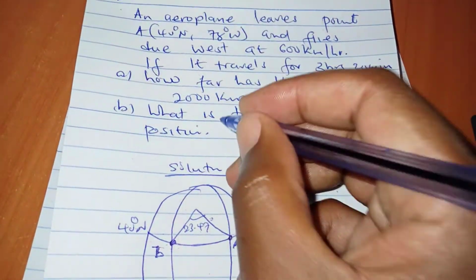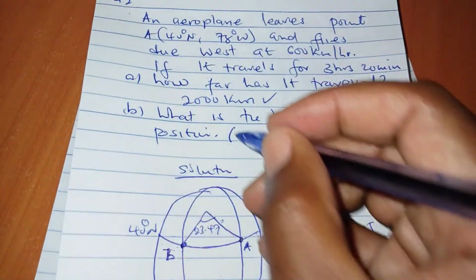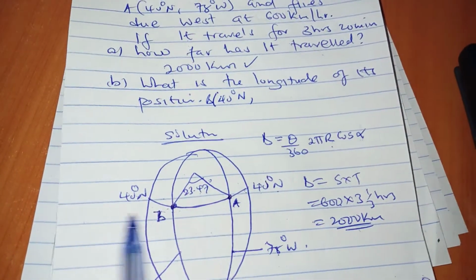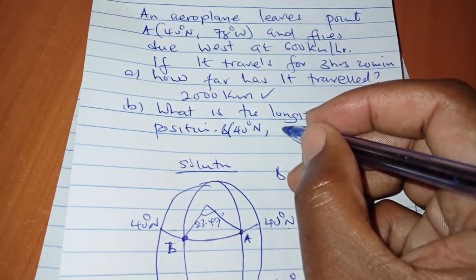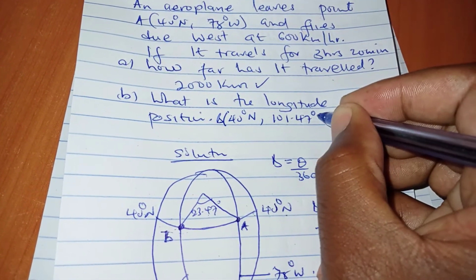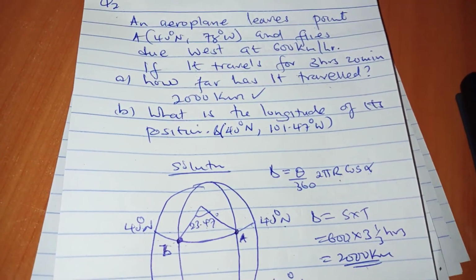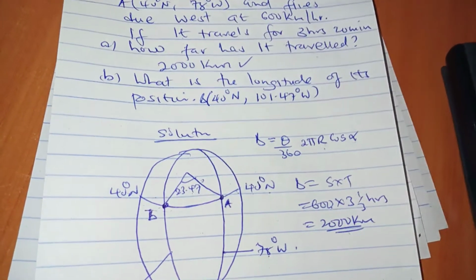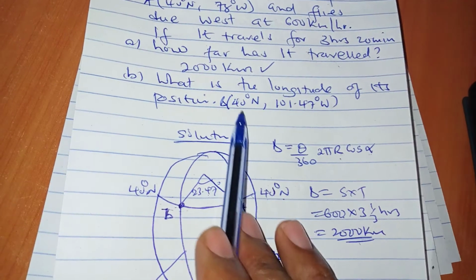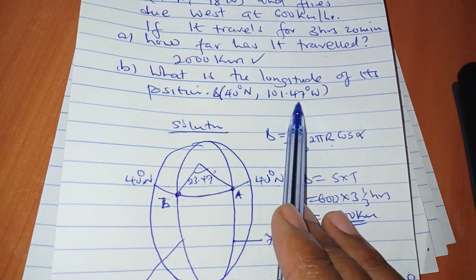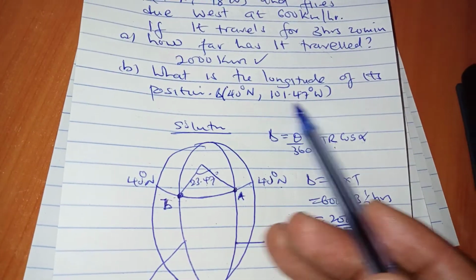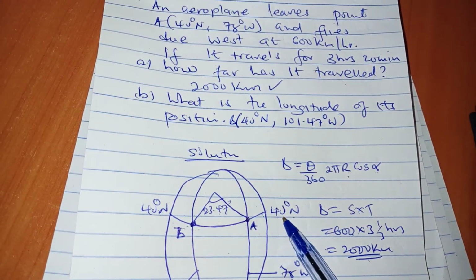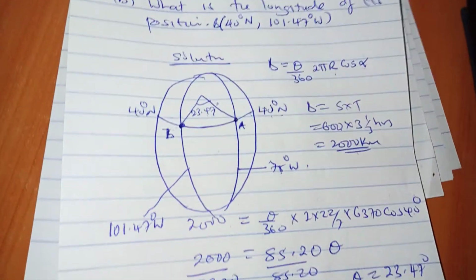But I will write it in this way so that this is position B, 40 degrees north. They are on the same latitude, but now a different longitude, 101.47 degrees west. When you write 101.47 degrees west, it's correct, because the question was asking what is the longitude of its position. But I'd love to write it as 40 degrees north, 101.47 west, because it is quite comprehensive to see this is the position, having moved from A, which was 40 degrees north and 78 degrees west. And that's how it's done.